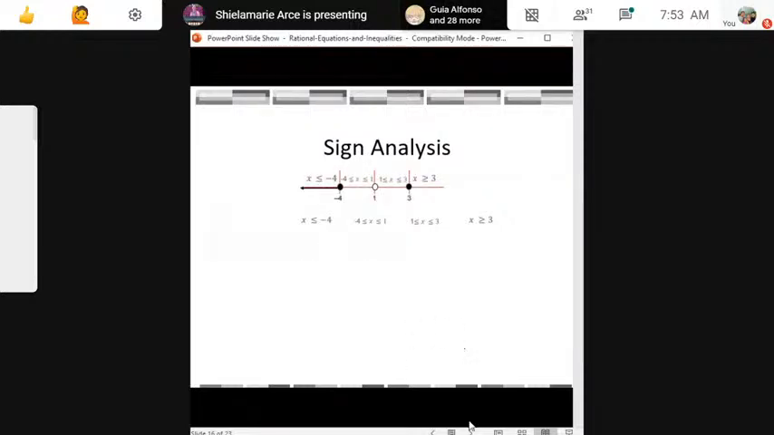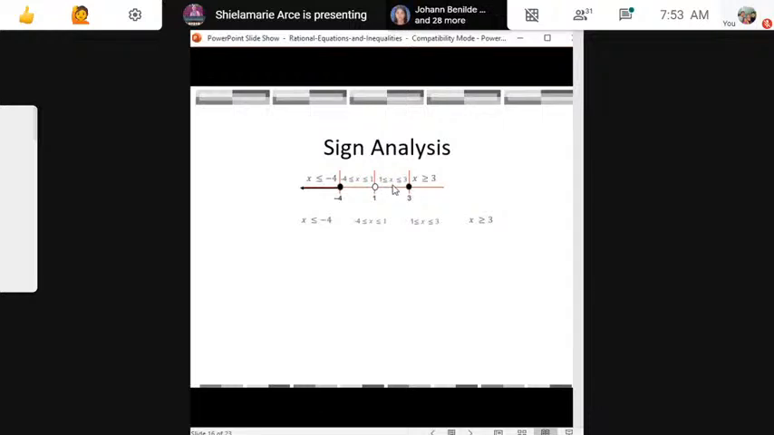Since nakita natin na negative 4 is part of the solution set, up to negative infinity, yan po yung part. Kaya may graph tayo dyan. Tapos dito, nakita natin yung 1 is not part, kaya ang ginamit ko ay open circle, hanggang kay 3 lang tayo. So hanggang kay 3, si 3 ay kasama, kaya ang ginamit ko ay closed circle ulit. So yung dalawa. Okay po?